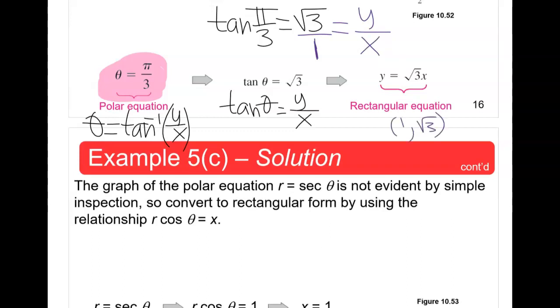So if we have x equals 1 and y equals the square root of 3, since this is a proportion, even if I say, let's say, 2 times the square root of 3 will be equal to 2, right? If you multiply it by 2.